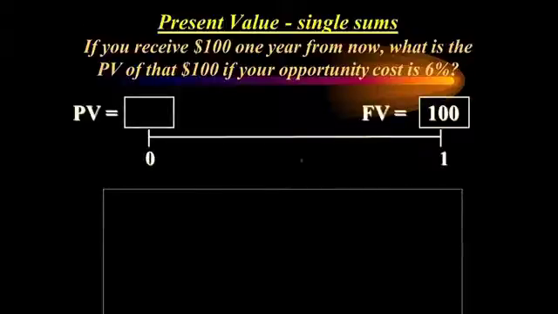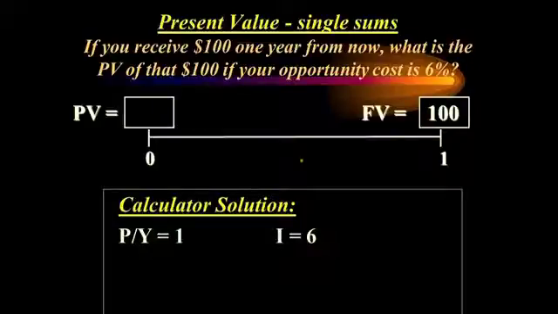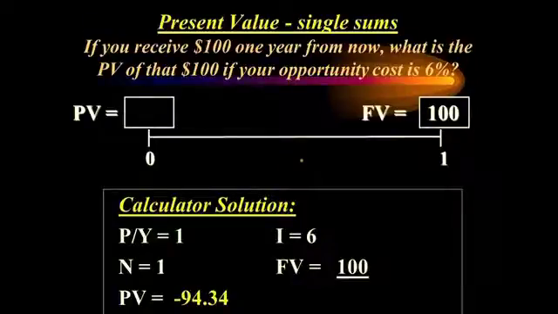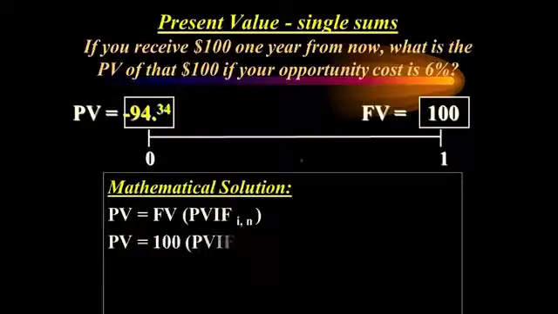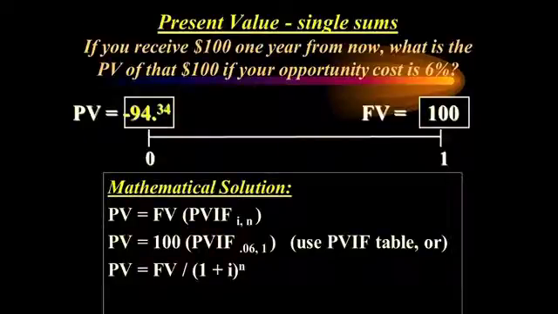So I want to compute present value, but future value is 100. If we look at the solution, my PV comes to 94.34, slightly less. Why? Because 94.3 will become 100 only after a year if it earns a 6% rate of interest. Let's look at the mathematical solution, which is either by table or formula. If you look at the table, it will be future value into PVIF, present value interest factor, but not annuity, because you are receiving money only once, right?